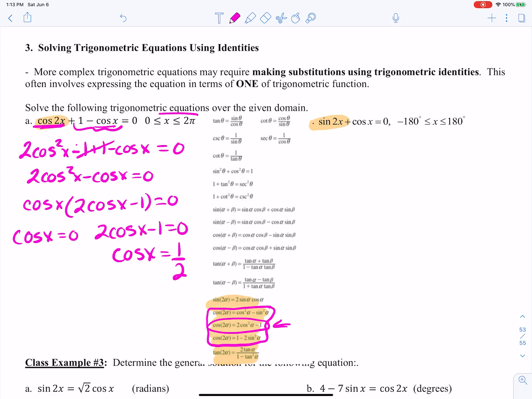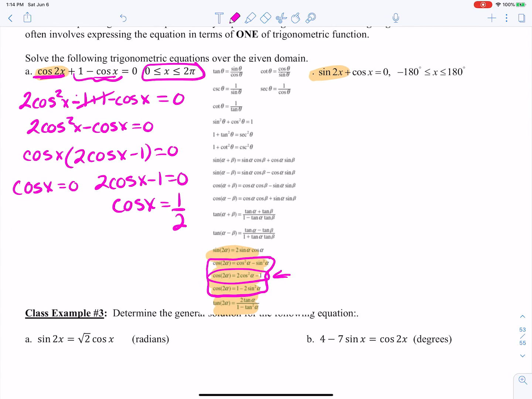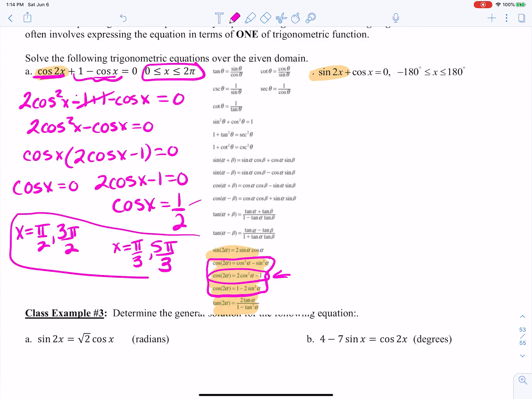We need to solve it over this domain. So using the unit circle, find where cos x is equal to 0 on the unit circle, and that happens at pi over 2 and 3 pi over 2, and find where cos x is equal to 1/2, and that happens at pi over 3 and 5 pi over 3. And they're not asking for the general solution, so that's all I need to do there.